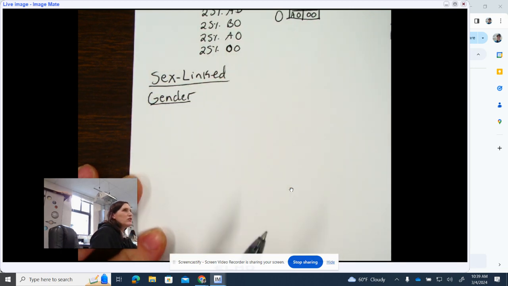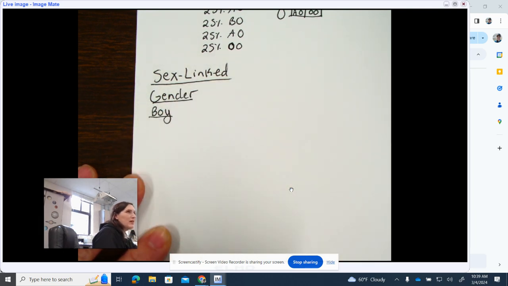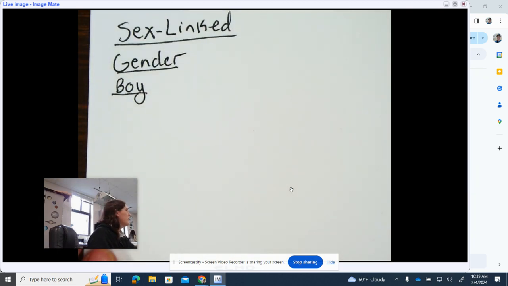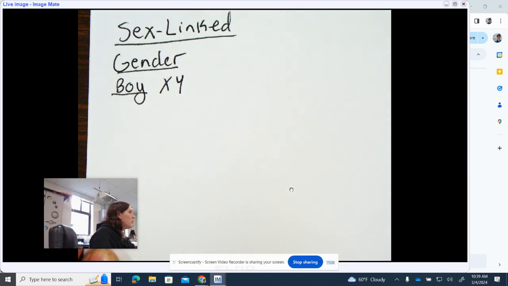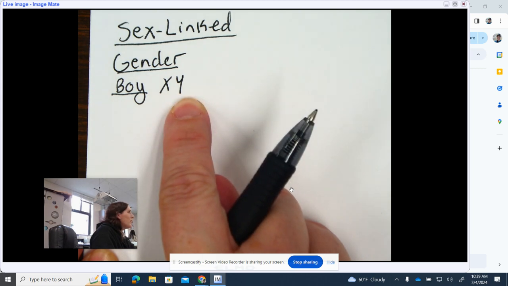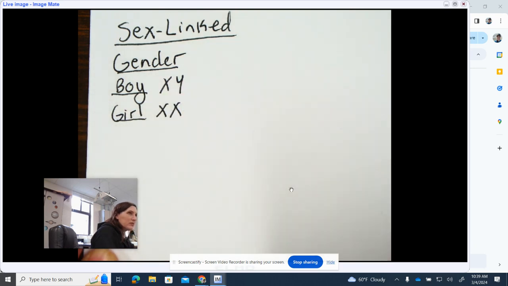How in genetics do we describe gender for boys? What's a boy? What genetics do boys have? There's an X. What are boys? Okay, XY. So on your 23rd chromosomes, that pair, boys inherit an XY. If you remember on the karyotypes, we looked at pictures of chromosomes and we said boys had an XY. Anybody know what a girl is? Good. Girls are XX.